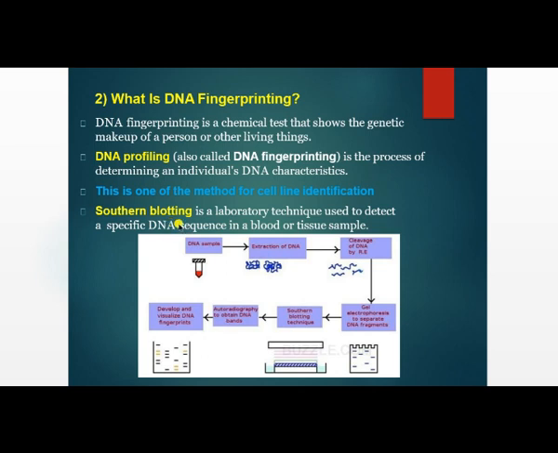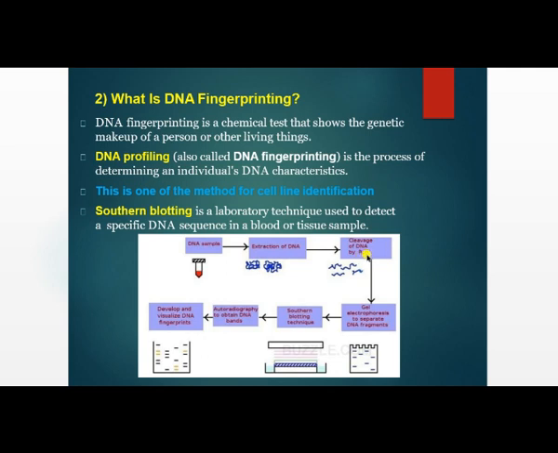So the first step in this is what? Collection of samples. We are collecting our samples from blood or tissue. After collecting the sample, the next step is what? Extraction of DNA. Whichever DNA is present in the sample, you have to extract, you have to separate out. Next to this extraction is cleavage. Cleavage of DNA by RE.